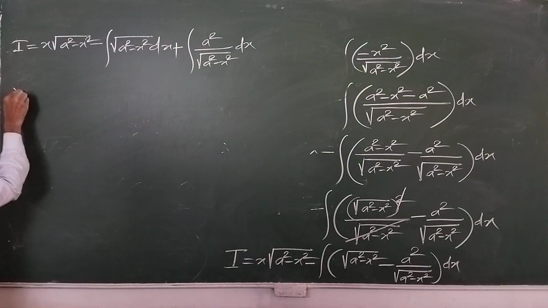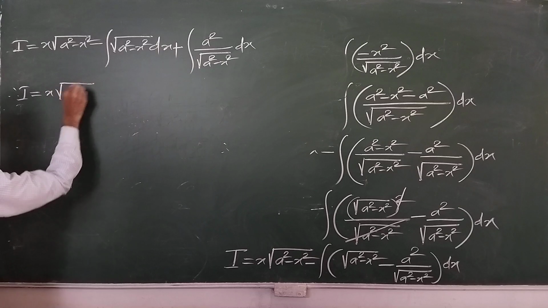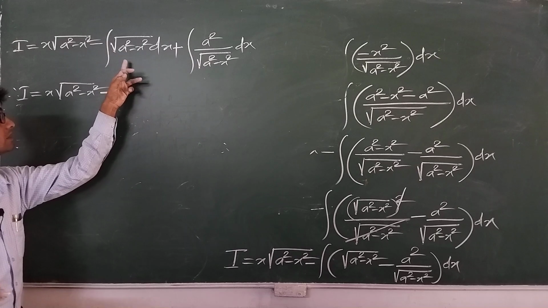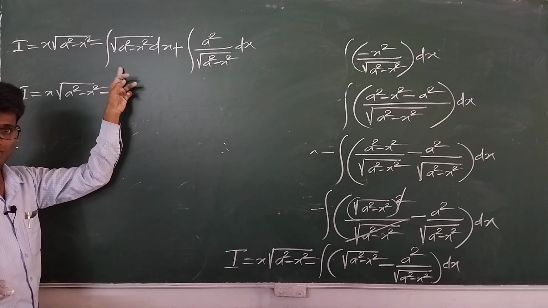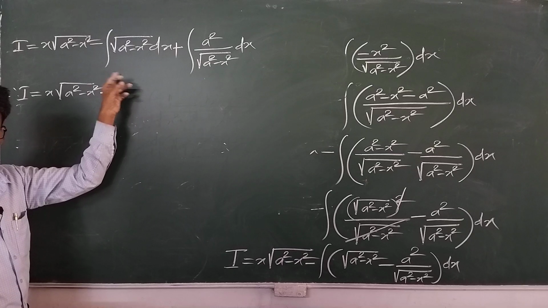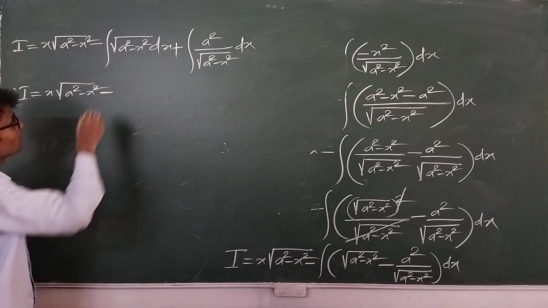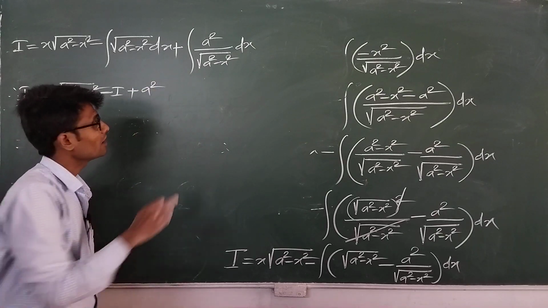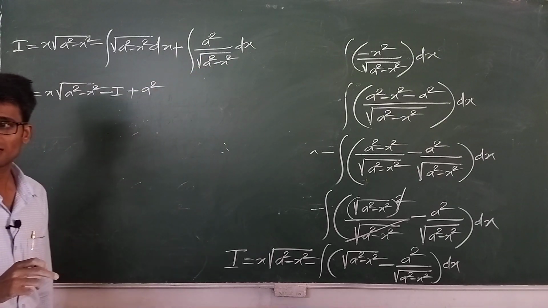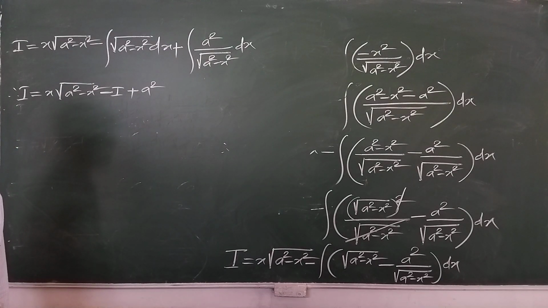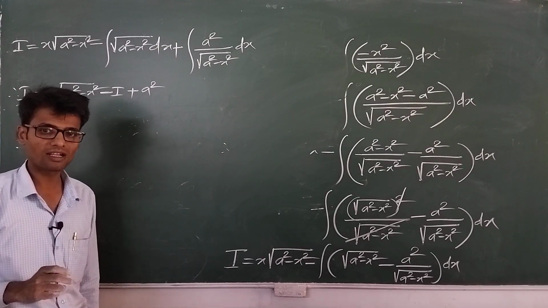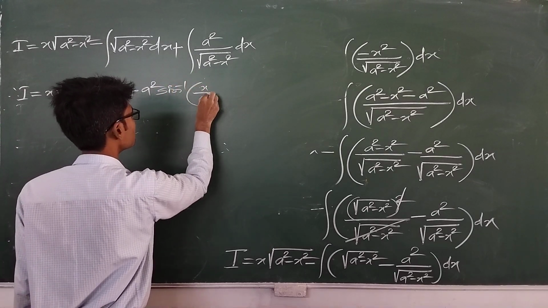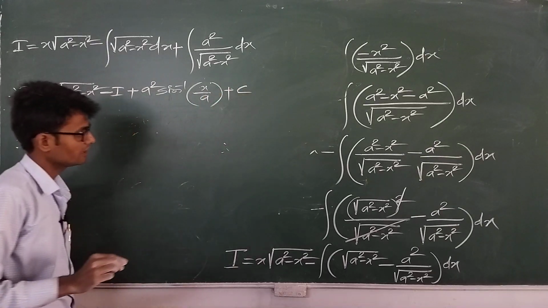So therefore I is equal to x into square root of a square minus x square. See, at the beginning we called this value I. We called this value I at the beginning of the answer. So I call this I, plus a square times the integration of 1 divided by square root of a square minus x square with respect to x. That is the formula of integrals of some particular type of functions. That is sine inverse of x by a, it is sine inverse of x by a plus c, you write.